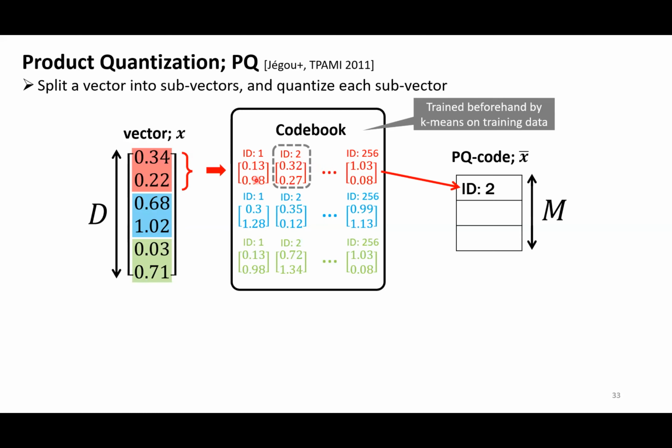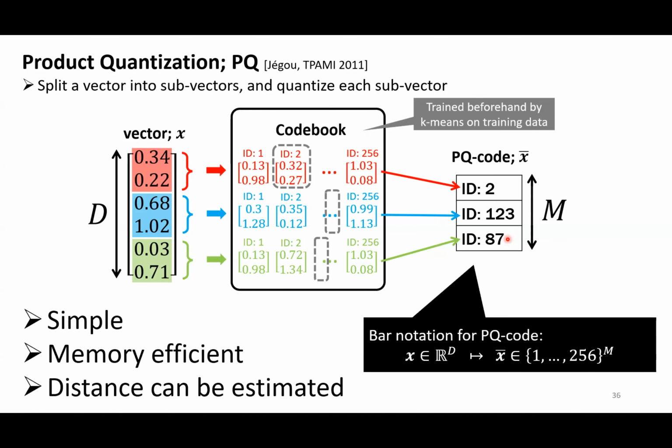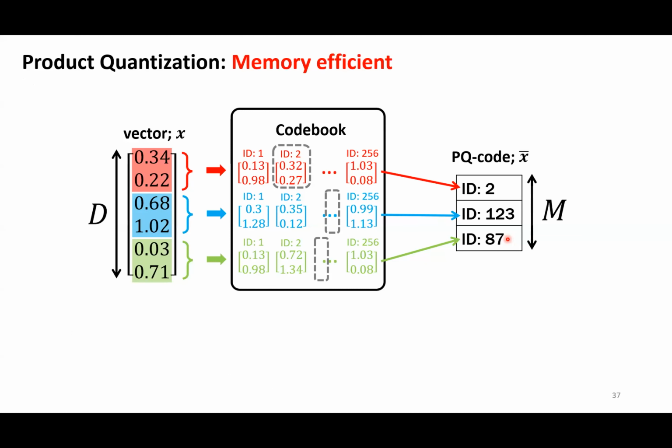Those values are very close. And then what you store is just the ID of the centroid. So you just store 2. That's the first entry. You do the same for blue. You do the same for the green part. What is the product quantized version of X? It's this X bar. It has 3 small integers. These integers are so small, they're only a single byte. It's kind of simple to do. It's memory efficient. And you can also estimate the distance, as I'm going to show you.